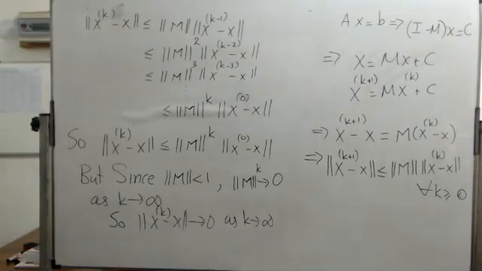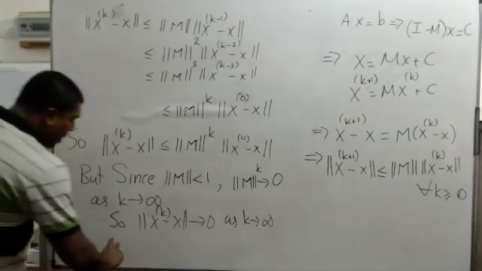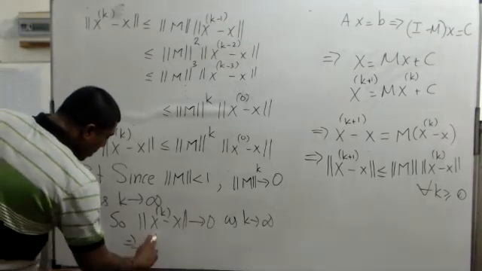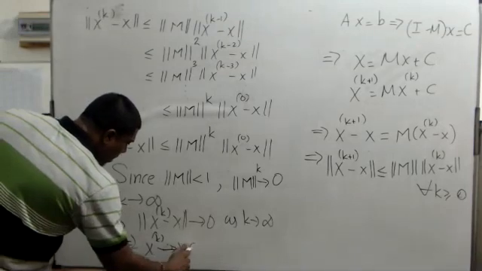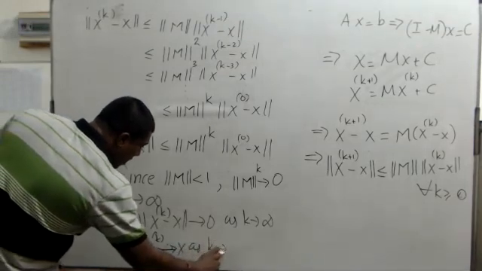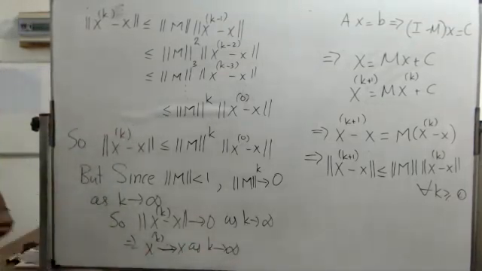So the distance, or difference, between x_k and x will go to 0 as k goes to infinity. That means x_k will get close to x as k goes to infinity. So this clearly indicates that x_k converges to x as k goes to infinity. Right? So this is how we prove the convergence.